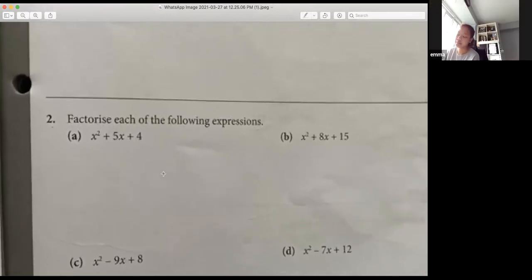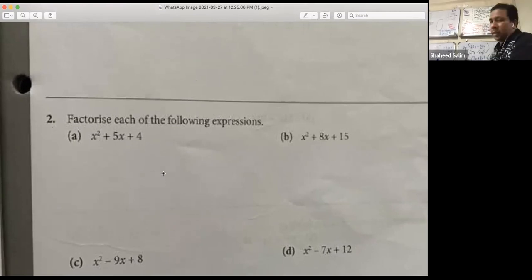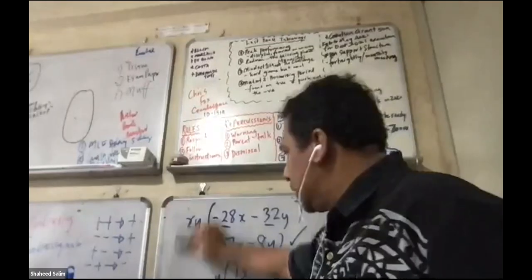X outside. No, this one you cannot use this method. Have you learned the completing the square method? Have not? Oh, you have not. I think you have not. Come, we do completing. So it's a different type.